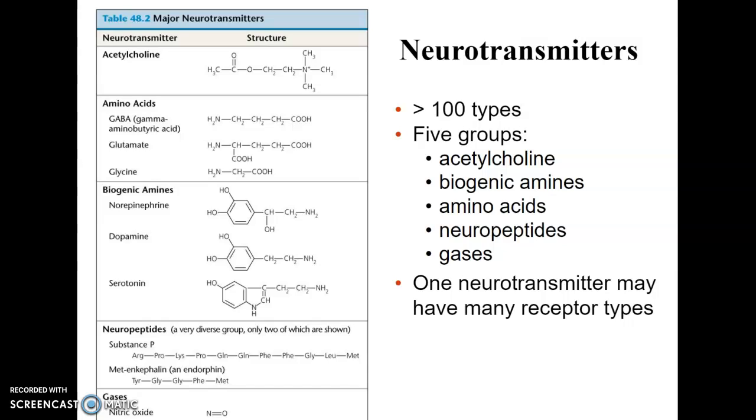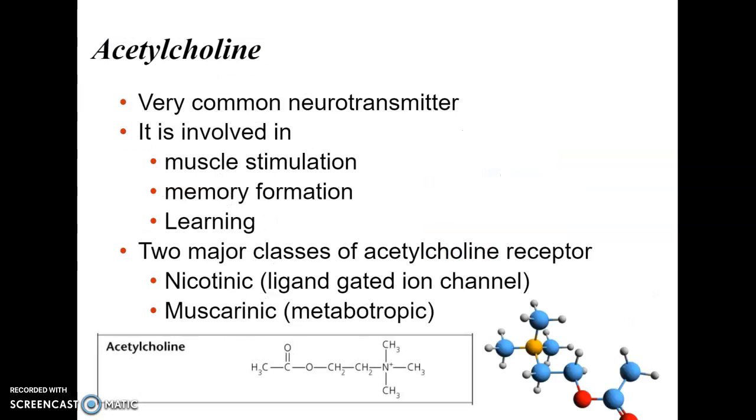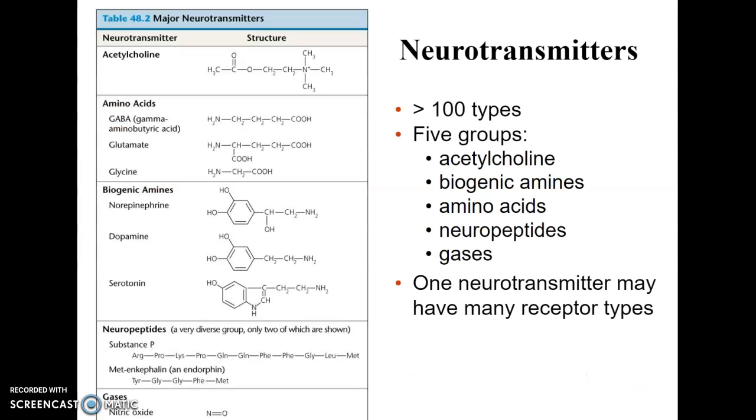And then in addition, each neurotransmitter may have lots of different types of receptors that could be excitatory or inhibitory. They could be ion channels, like we mentioned, or they could even be G protein coupled receptors, which we call metabotropic, and we're not going to get into that today. Some of the ones that I mentioned, you don't have to memorize all of these structures. I just want you to be aware of the different categories.